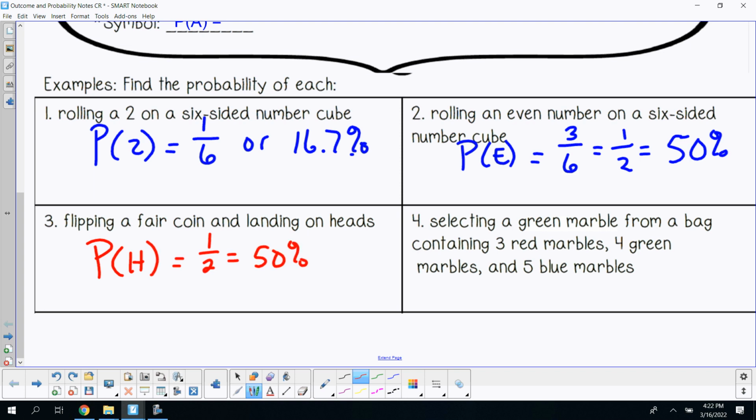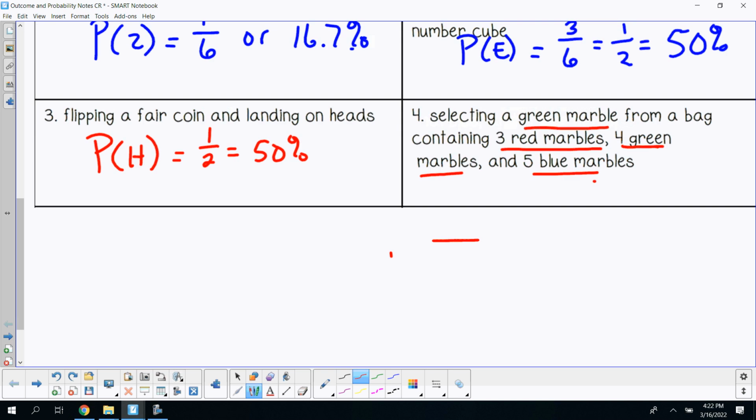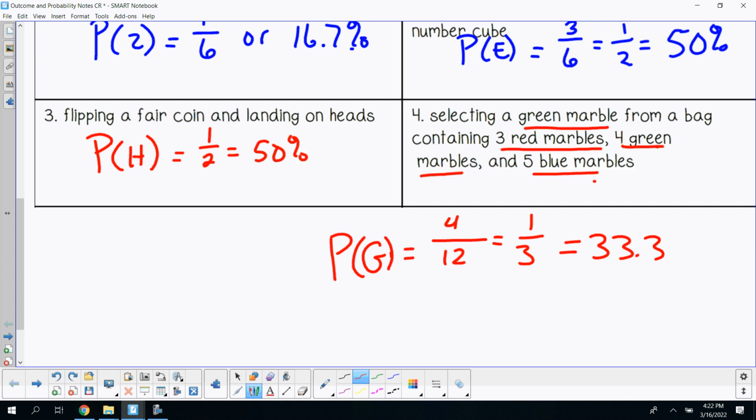Number 4, what is the probability of a green marble from a bag containing 3 red marbles, 4 green marbles, and 5 blue marbles? So that gives us a total of 12 marbles. So the probability of getting a green marble is going to be 4 out of 12, which we can reduce to 1 out of 3, or we can say it is a 33.3% chance of happening.